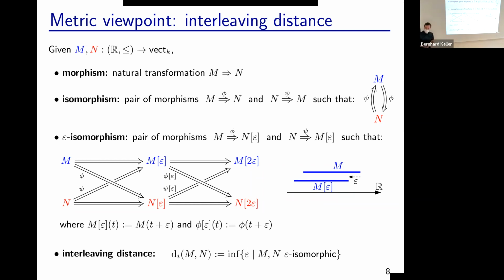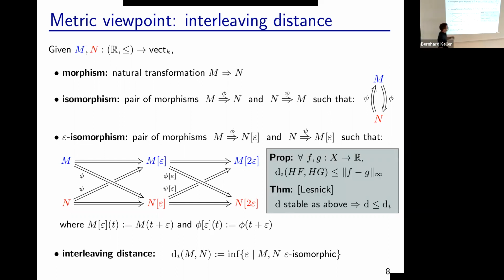So this is, yes? I'm sorry? The distance can absolutely be infinite, yes. Yes, it's an extended distance, and in fact, it's only a pseudo distance. There are modules that are at distance 0, but not isomorphic, because the distance is defined as an infimum of the epsilons for which there is an epsilon interleaving. So in particular, there are some modules that are non-zero and that are nonetheless at interleaving distance 0 of the 0 module.